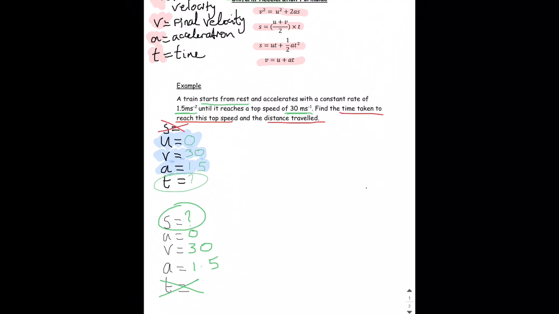So the first thing I do is I write out my SUVAT like I've done there, and then I just note down the information I've got in the question and what I want to find out. So in this case, I've got my initial velocity, I've got my final velocity, I've got my acceleration, and I want to work out what the time is, or how long that takes. So I'm interested in the letters V, U, A and T. I'm not really interested in S.